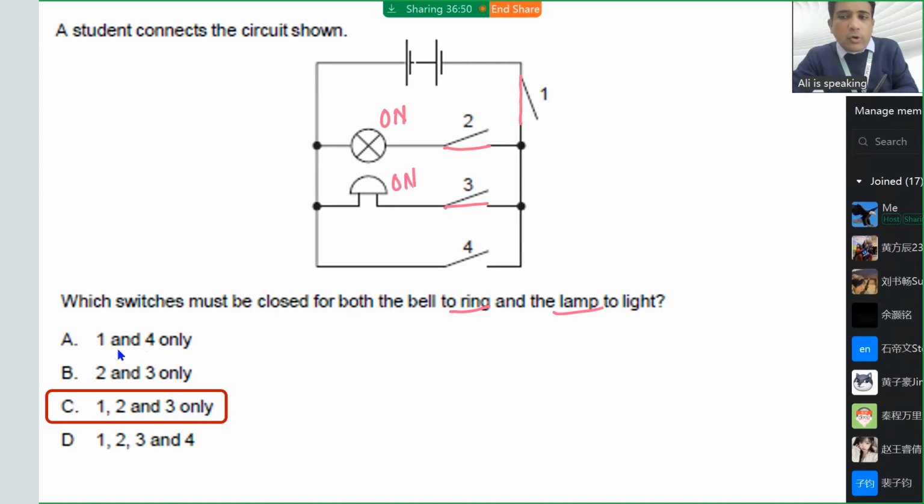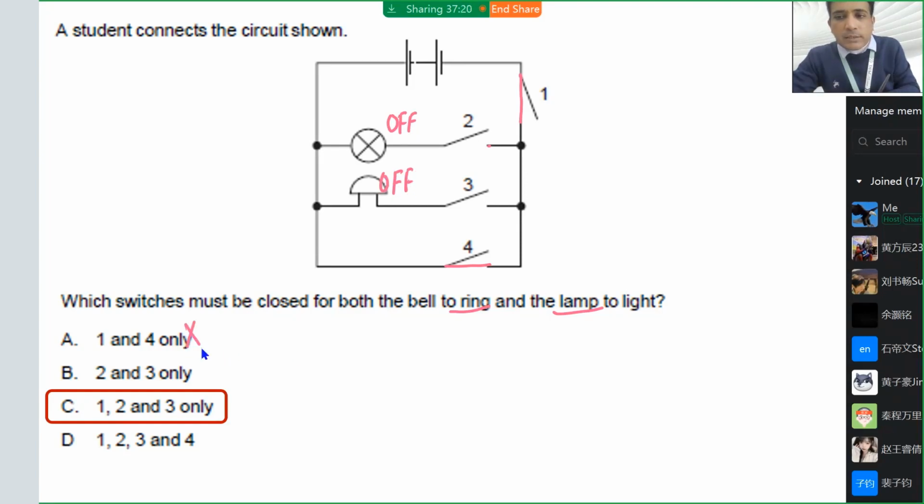If you look at option A, it is telling you 1 and 4. Now let's try to understand why A is wrong. I will clear this one and close two switches. If I close this one and I close this one, in this case the light bulb and this bell will be off. So this one will be off, no current passing through this branch, and this one also will be off.